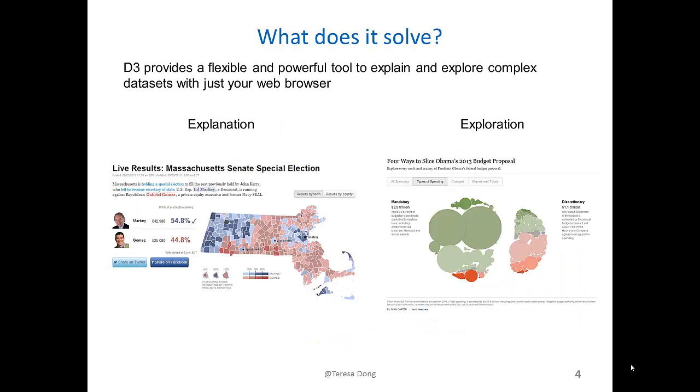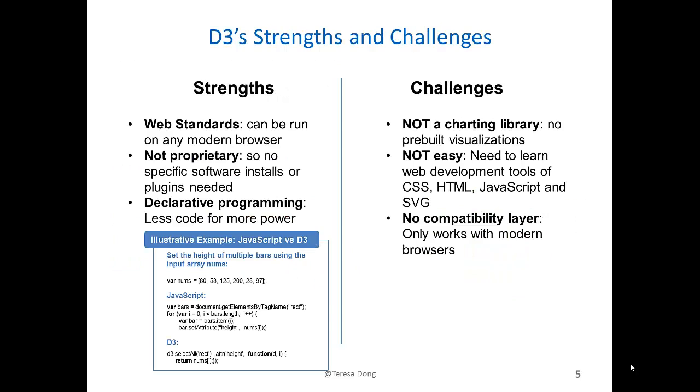The problem D3 solves is that it provides a flexible and powerful visualization tool to explain and explore complex datasets with just your web browser. Two such visualizations are shown on this slide. The visualization on the left explains why Markey won the Massachusetts 2013 state senate election. The visualization on the right uses D3 to explore Obama's 2013 budget by clicking through the different budgets, which will slice the budget into a bunch of different kinds of cuts.